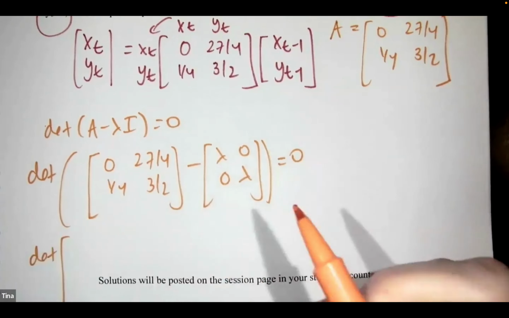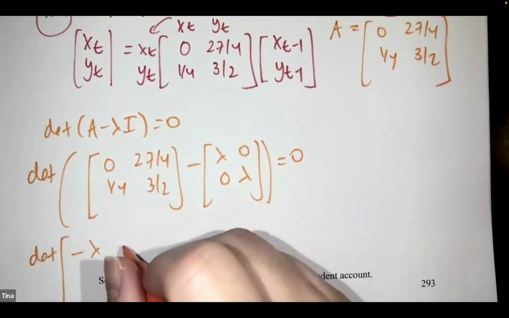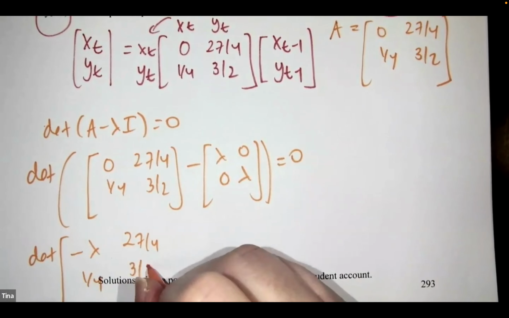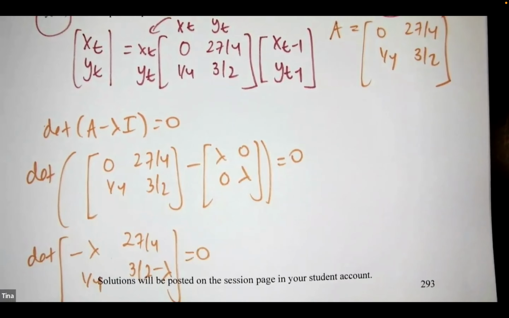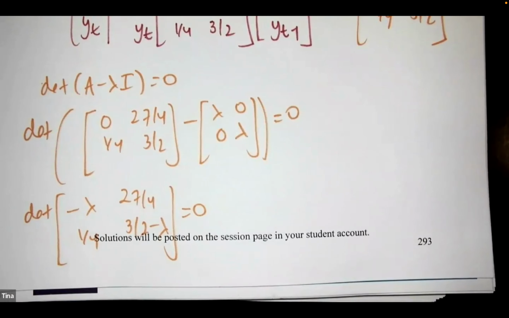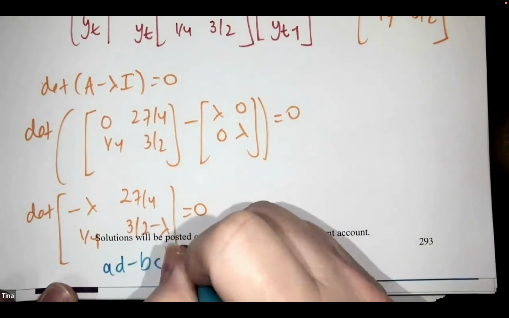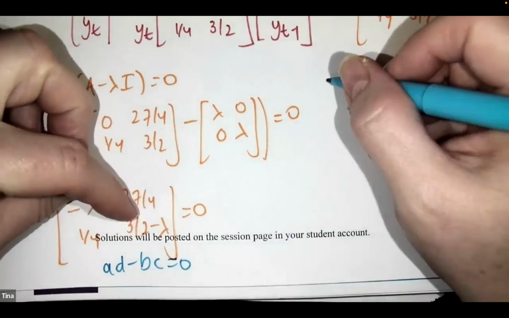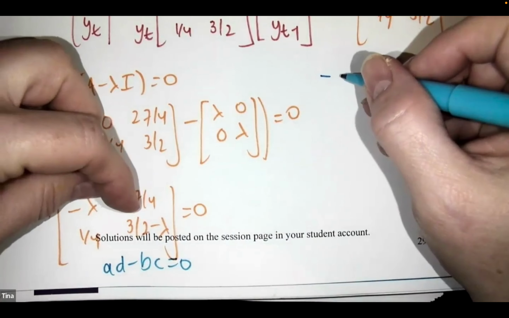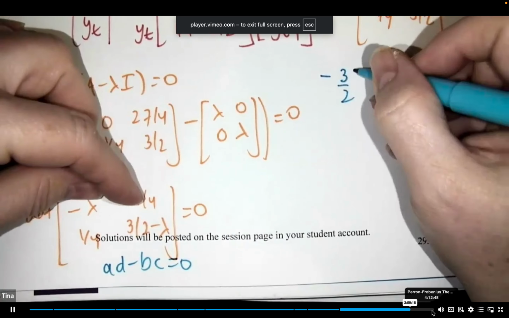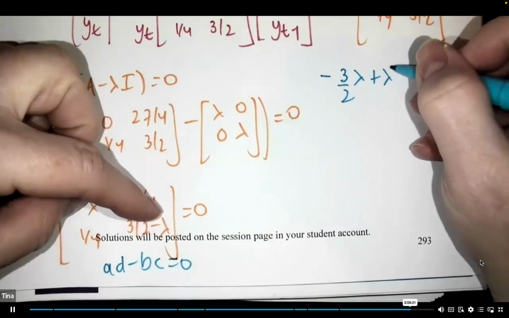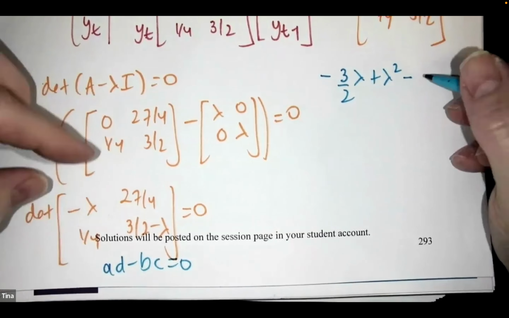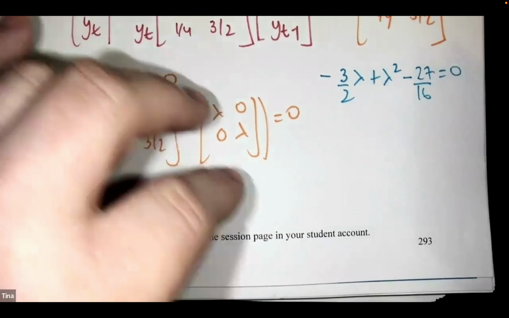So we'd have the determinant of 0 minus lambda, so negative lambda, 27/4, 1/4, and 3/2 minus lambda. We do our AD minus BC. And so we got negative lambda times this would be negative 3 over 2 lambda. Negative lambda times that would be plus lambda squared minus 27 over 4 times 1 over 4, which is 27 over 16.